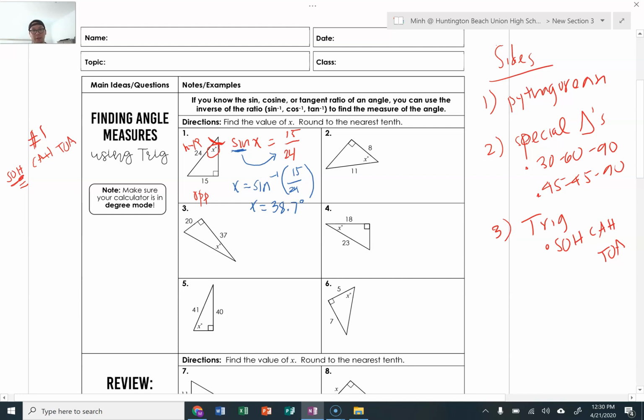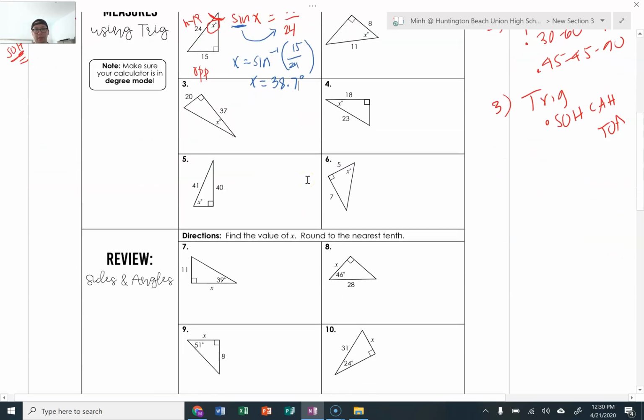All right, let's do another one. Let's go to number 6. Number 6, we're asked to find X. Since there's a degree symbol on the very top, we know we're going to solve for our reference angle. For our reference angle, let's label our sides. Across from it is going to be my opposite.